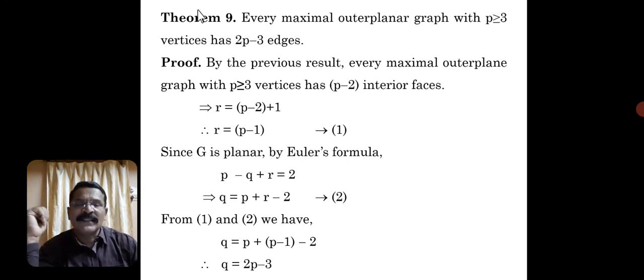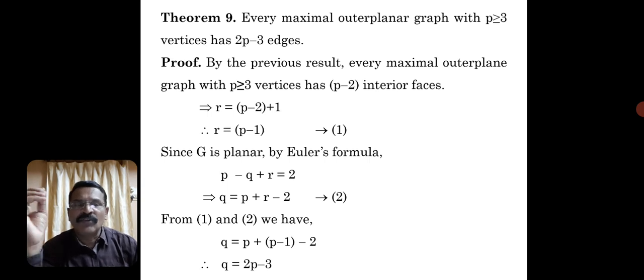Okay. How many faces are there in that? There are 2 faces. So cycle with 3 vertices, C3, contains 3 vertices, 3 edges and 2 faces. One is the interior face and another one is the exterior face. Okay, C3, which is a maximal outer planar graph.